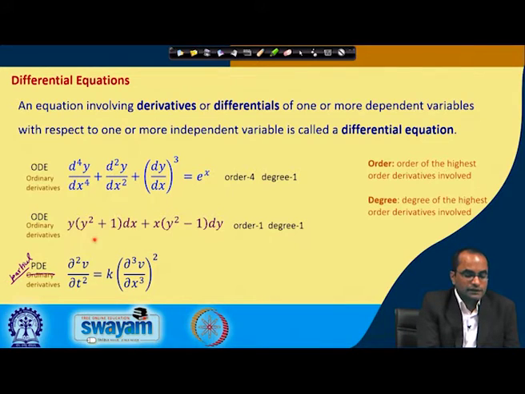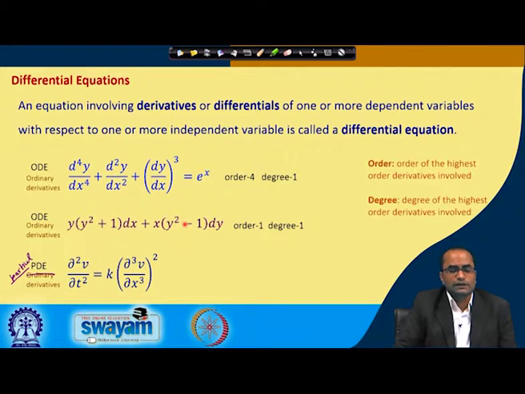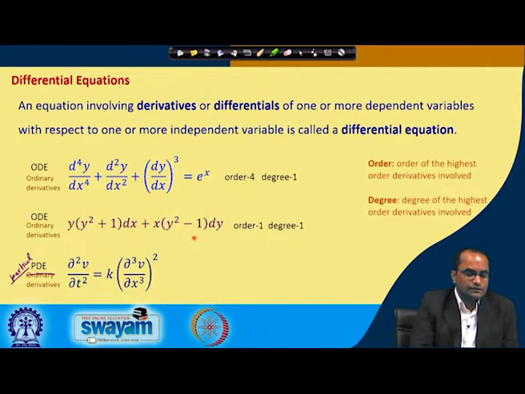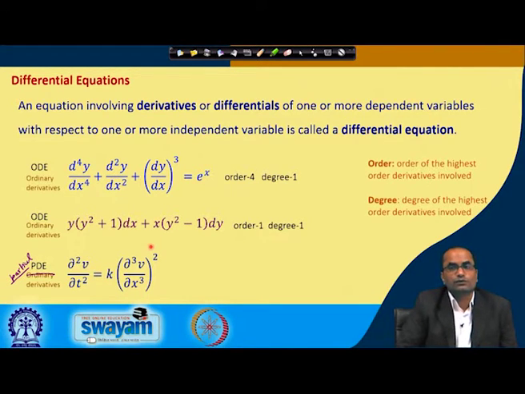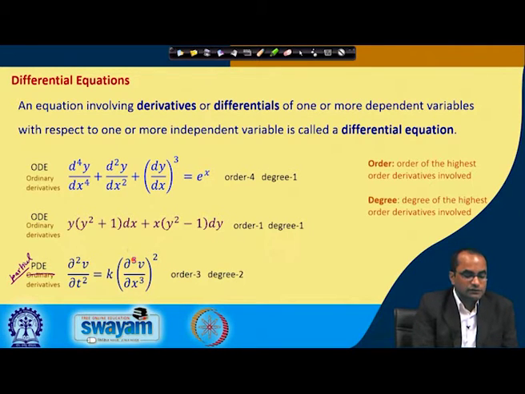In this equation again the order is 1 because the highest order is the first order; the dy/dx term is present here, nothing else, and the degree is also 1. And in this case the order is 3, because third order derivative terms are there, and the degree is 2 because the highest order derivative appears in degree 2. So, the degree of this differential equation is 2 and the order is 3.